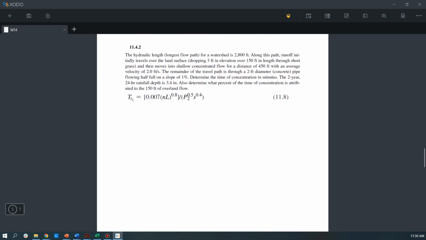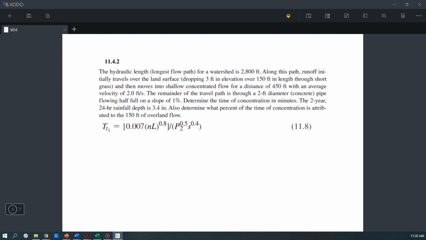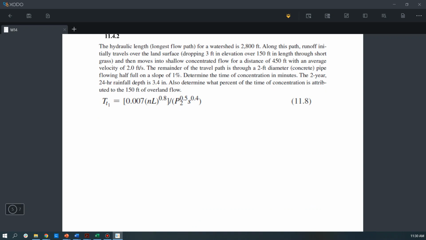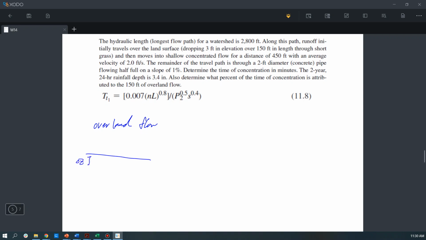Okay, let's go to the next problem, problem 11.4.2. So similarly, we want to calculate the time of concentration. And according to the problem description, the flow will first travel over the land surface, which is the overland flow. Okay, and the elevation change is 3 feet with the length equal to 150 feet.